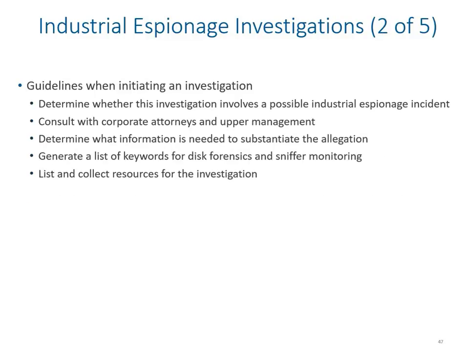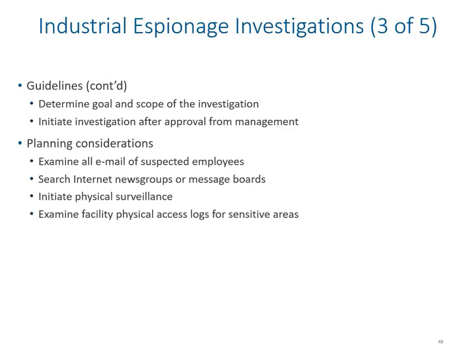Now, the guidelines for that are: determine whether the investigation involves a possible industrial espionage incident, or consult the corporate attorney about what kind of rules and regulations we have for this high level of breach identified in your organization. Determine the information needed for any kind of investigation, and then the keywords and the list of the correct resources that you need in order to undertake any kind of investigation which would help you reach the conclusion.